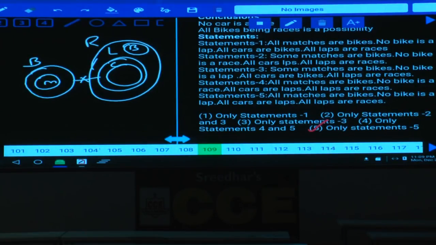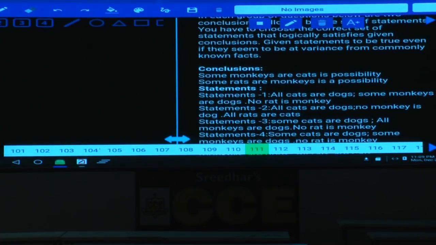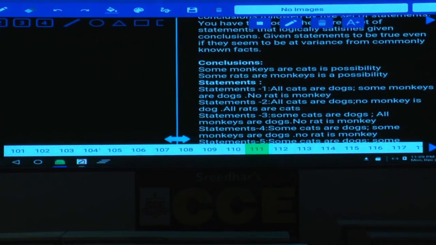111. Now question number 111. Yes, what is there in this one, 111 here? Some monkeys. Now possibilities. Yes, all cats are dogs. Tell me what is your answer here. All cats are dogs, some monkeys are dogs, isn't it? Now is some monkeys are cats possible or not? All cats are dogs, some monkeys are dogs. Then with the help of this one, I can.